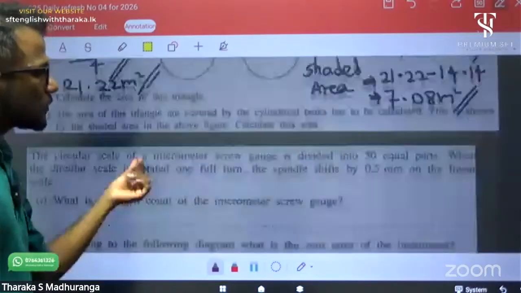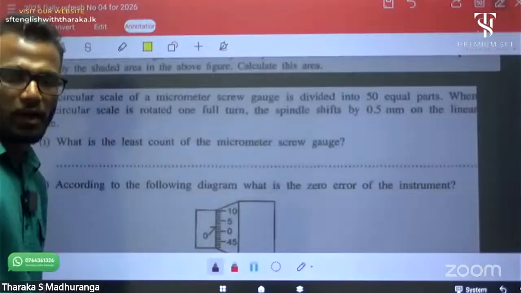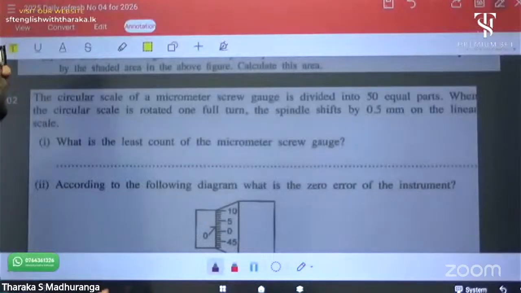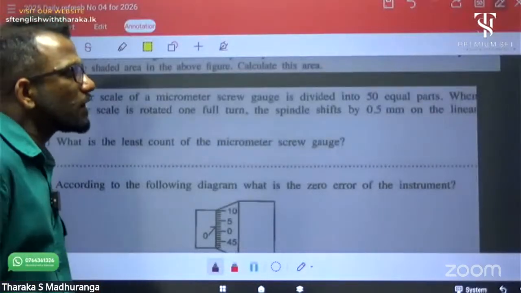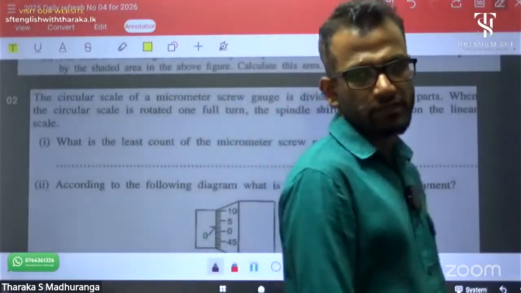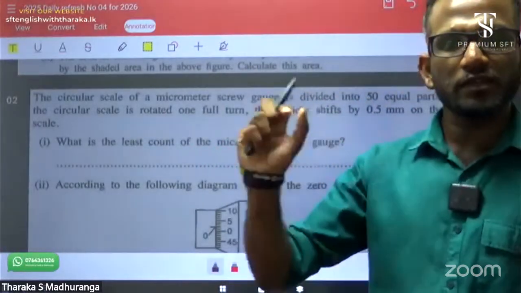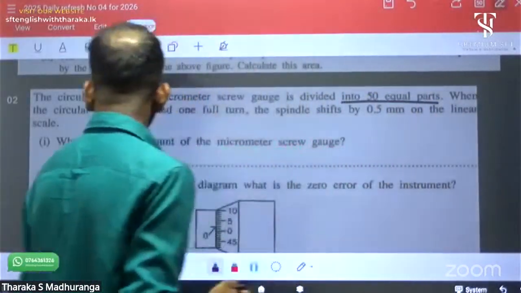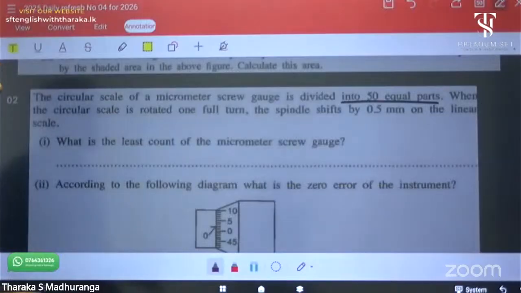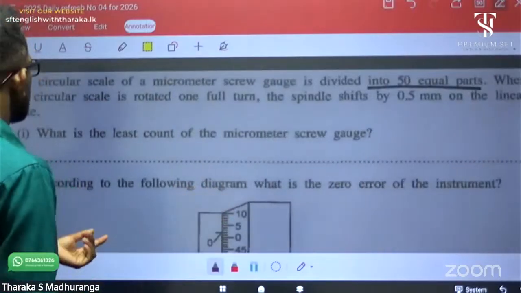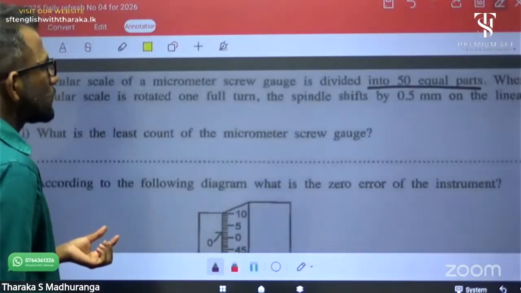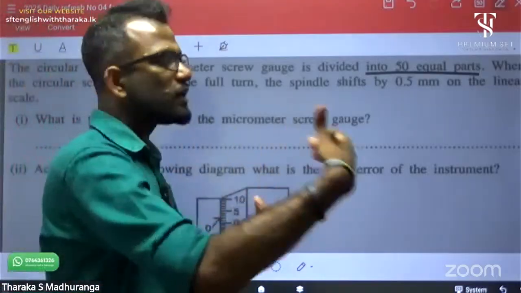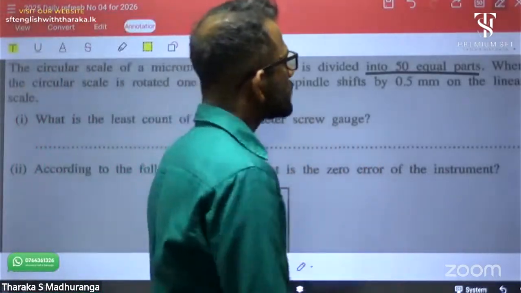Okay, let's move on to the next question: measurement. The circular scale of a micrometer screw gauge is divided into 50 equal segments. That means the circular scale has 50 parts. When the circular scale is rotated one full turn, that means one full rotation, the spindle shifts by 0.5 millimeter.